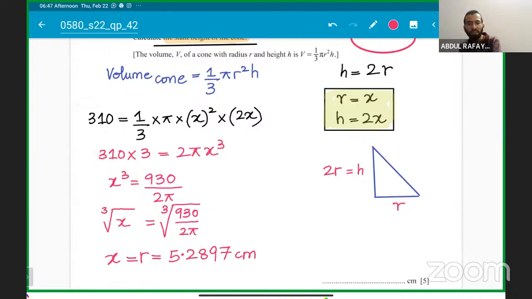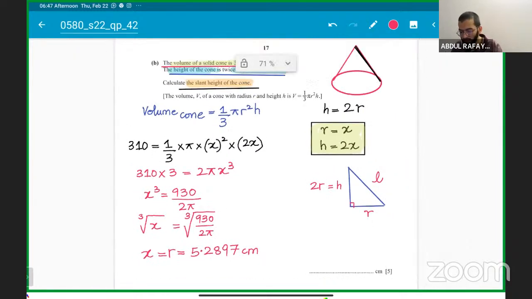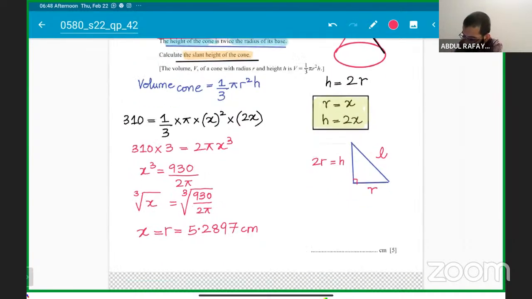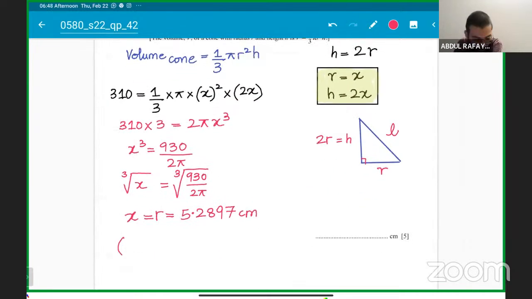We already know the radius. We already know the height because height is 2 times the radius. So can we find this? The slant height, which is called L. That is, slant height is called L. Okay, guys, getting it? So what do we have to do? Yes, sir. We have to apply Pythagoras. So it will be this thing plus 2 times that thing.